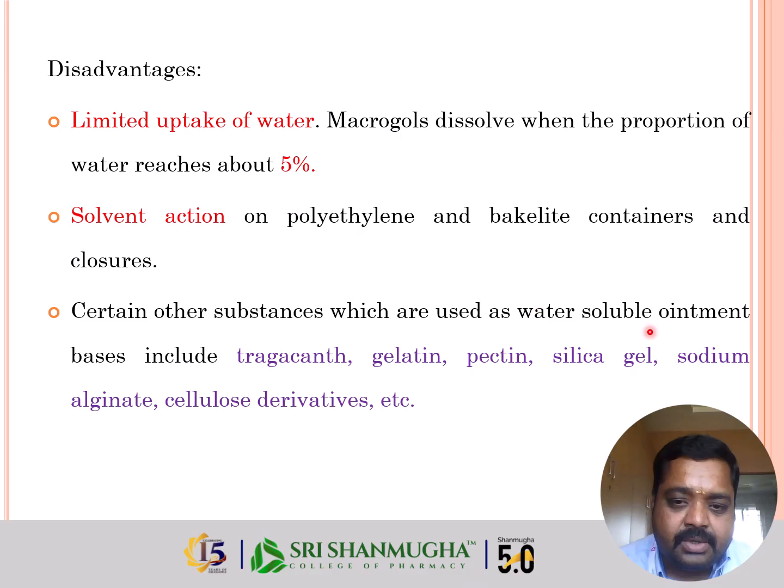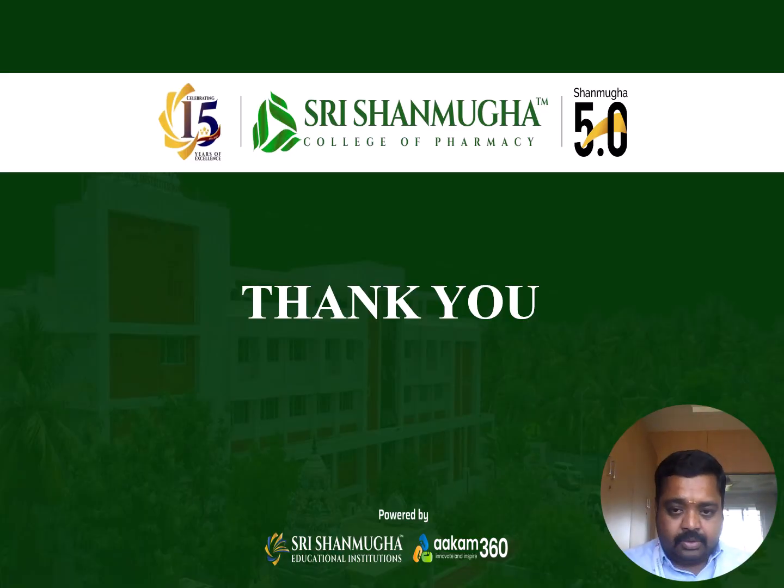Certain other substances used as water soluble ointment bases include tragacanth, gelatin, pectin, silica gel, sodium alginate and cellulose derivatives. These have the disadvantage that with even a small percentage of water, they lose their consistency. So along with the advantages, disadvantages also exist. Further discussion about ideal properties of ointments and other advantages and disadvantages of preparations we may take up in the next video, part 3. Thank you all.